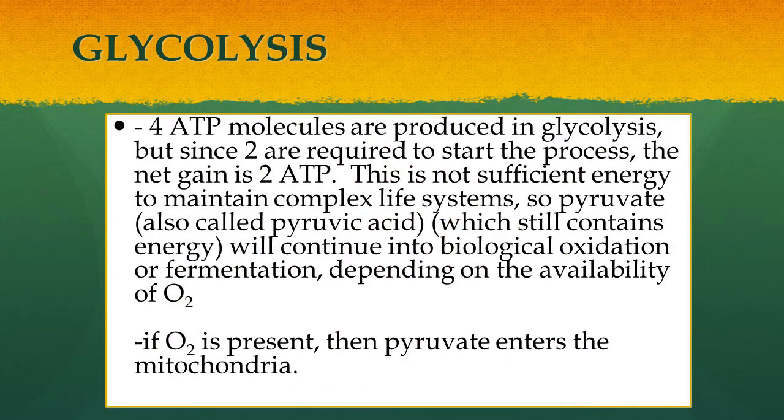4 ATP molecules are produced in glycolysis, but since 2 are required to start the process, the net gain is 2 ATP. This is not sufficient energy to maintain complex life systems. So, pyruvate, also called pyruvic acid, which still contains energy, will continue into biological oxidation or fermentation, depending on the availability of oxygen. If oxygen is present, then pyruvate enters the mitochondria.